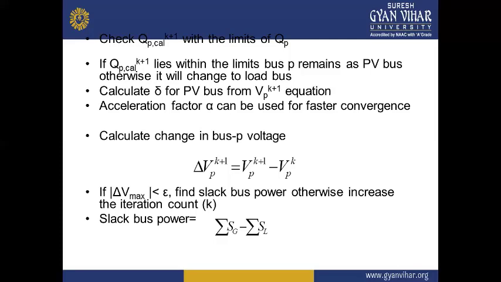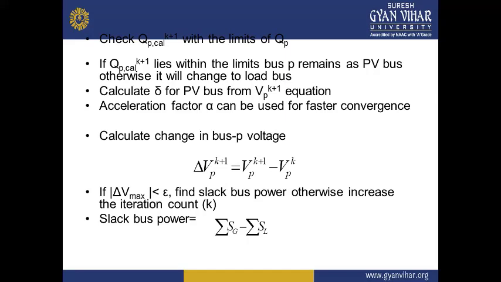That is, for an example, if the calculated reactive power crosses the lower limit, if it is below the lower limit of the reactive power, then we will set the calculated reactive power equal to the lower limit. Otherwise, if it is above the maximum limit, we'll set the reactive power to the maximum limit. So if Qp calculated lies within the limit, bus P remains as PV bus. Otherwise, it will change to load bus.